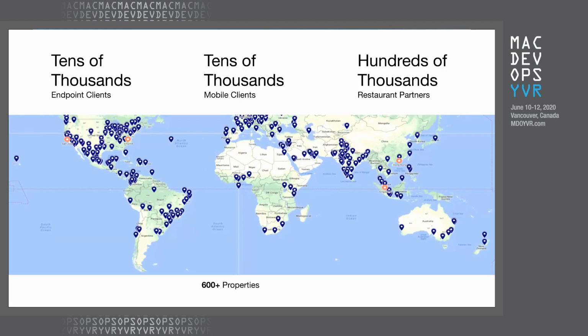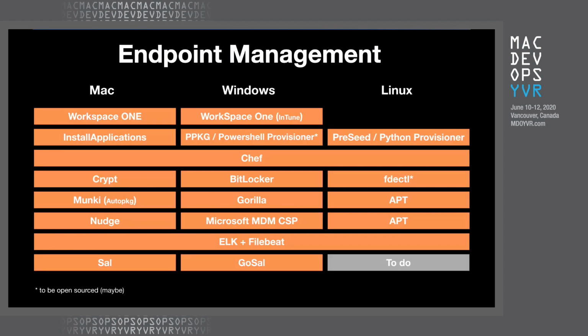The way we look at ourselves is we're basically three principled types of engineers. One is the endpoint side, which is macOS, Linux, and Windows. The other side is our mobile clients, so iOS, Android, and Chrome OS. And then more of our production side, so our Uber Eats platform. If you see, we have 600 properties, tens of thousands of endpoints, tens of thousands of mobile clients, and then hundreds of thousands of our restaurant partners. But we're going to be focusing today on the endpoint side.